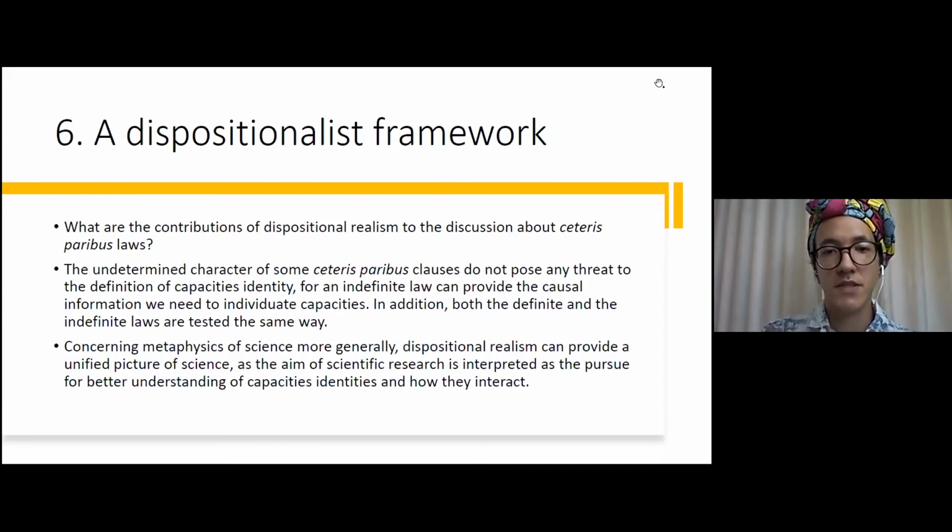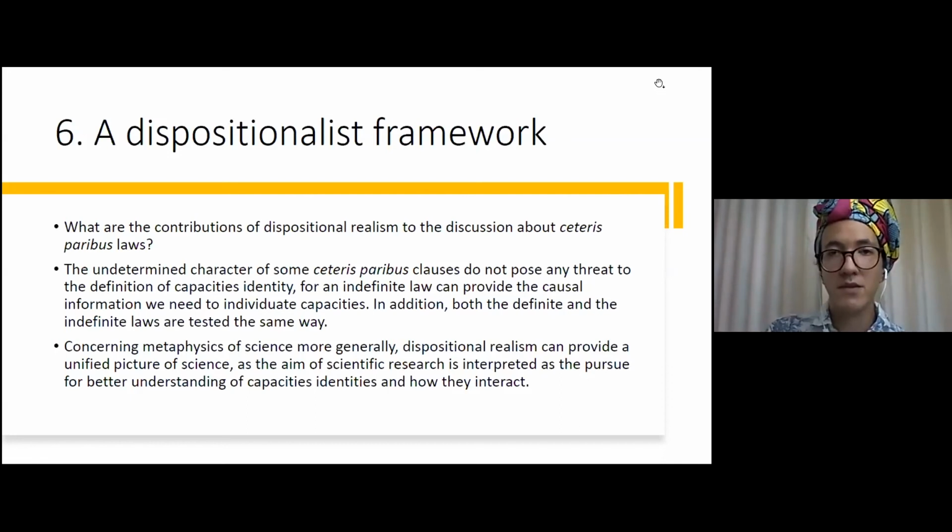Concerning metaphysics of science more generally, dispositional realism can provide a unified picture of science, as the aim of scientific research is interpreted as the pursuit of a better understanding of capacities' identities and how they interact. So when I say that definite and indefinite laws are tested the same way, the argument here is that in both cases, you need to try to isolate the interfering factors in order for the capacity to manifest itself.